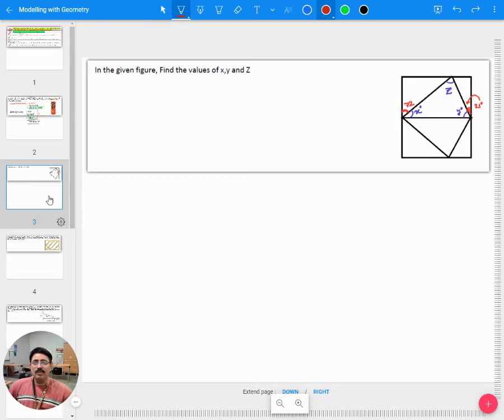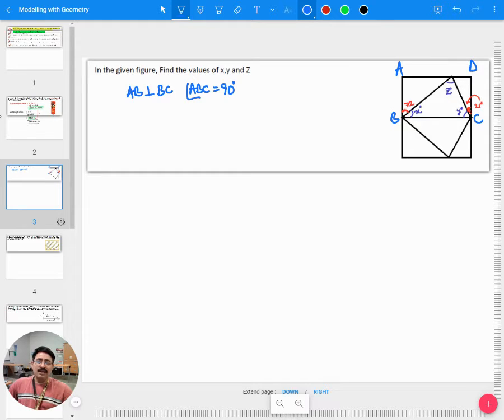Therefore, let me label these parts, maybe let's say A, B, C, and D. I would say that AB is perpendicular to BC. Therefore, angle ABC equals 90 degrees.